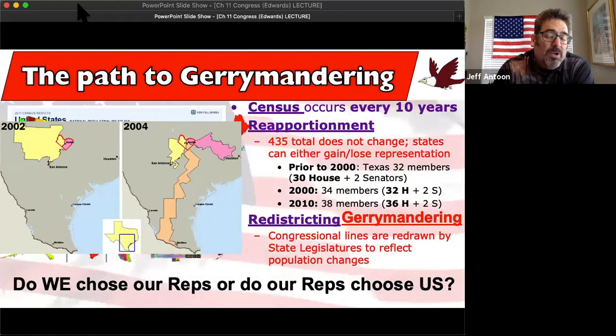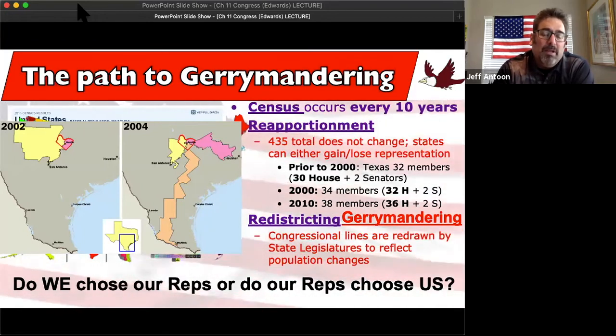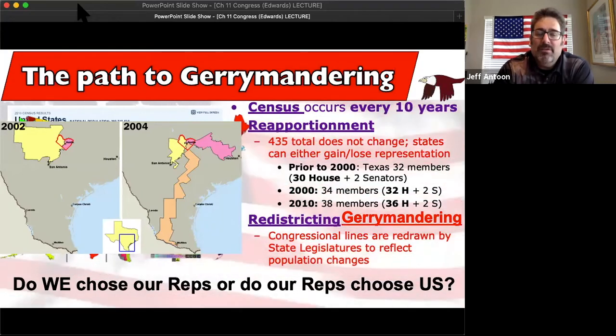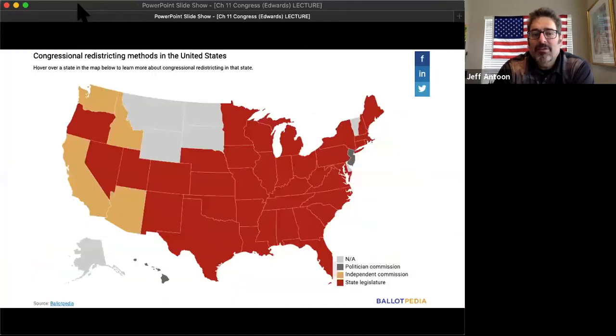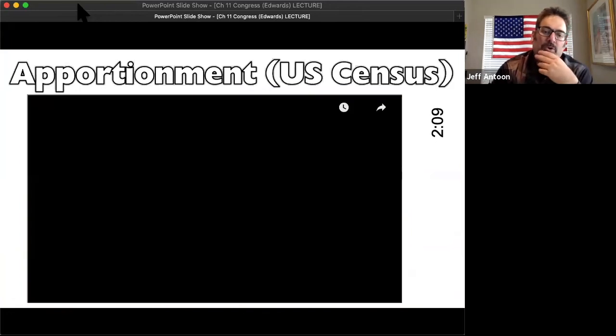So, big question you're going to ask with gerrymandering is, do we choose our representatives or do they choose us? Because in a republic, a democratic republic, we're supposed to choose our representatives, not they choose us. So you could see the congressional methods, the red color, you can see it's state legislatures. But in California, it's an independent commission, meaning it's not supposed to be conservative and liberal. It's somebody doing it fair. There's a computer program that can do it today that I'll have another video to show you. But let's watch the background on the apportionment.